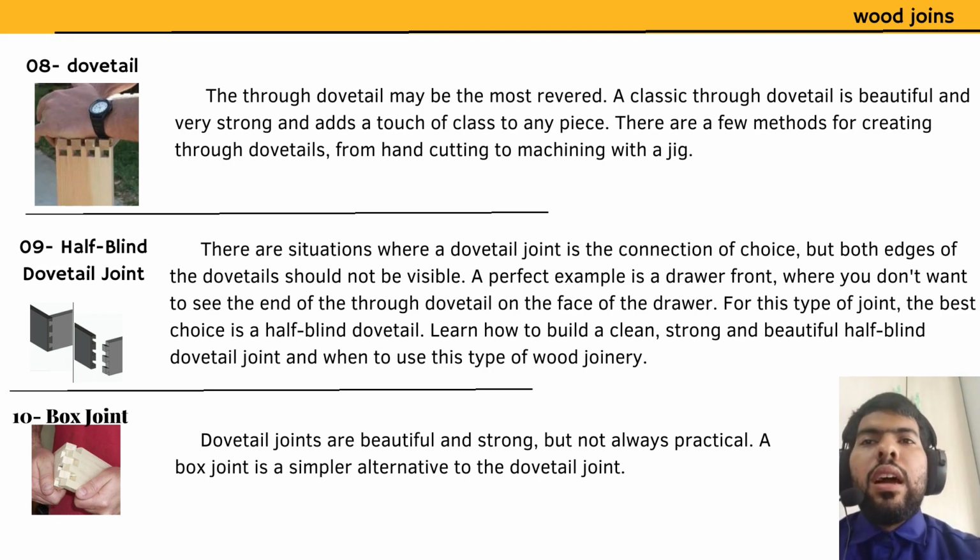And the ninth is the half-blind dovetail joint. They are suitable where a dovetail joint is the connection of the joint, but both edges of the dovetail should not be visible. A perfect example is a drawer front, where you don't want to see the edge of the dovetail on the face of the drawer. For this type of joint, the best choice is a half-blind dovetail.